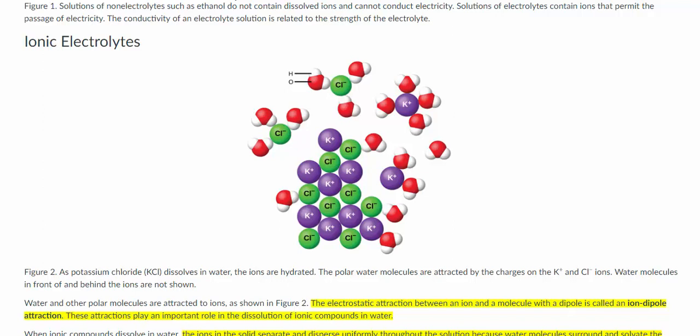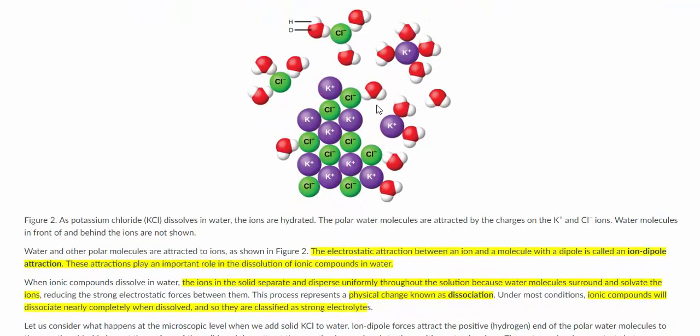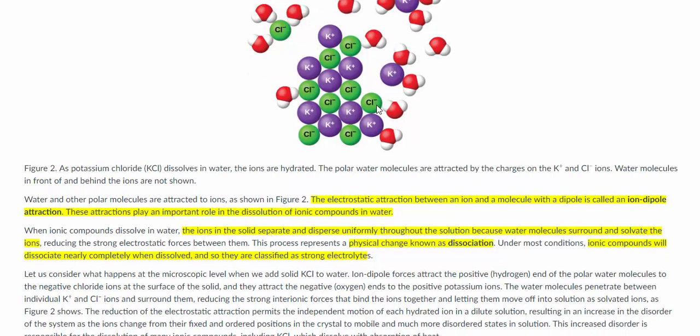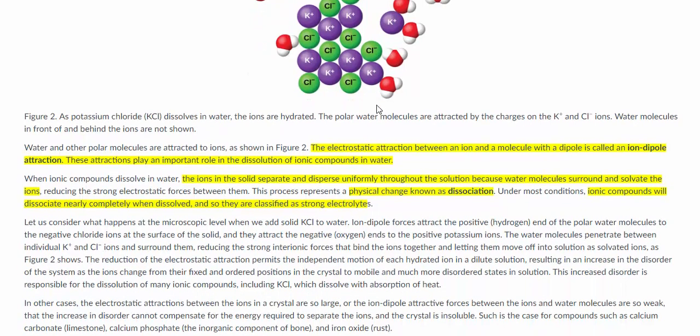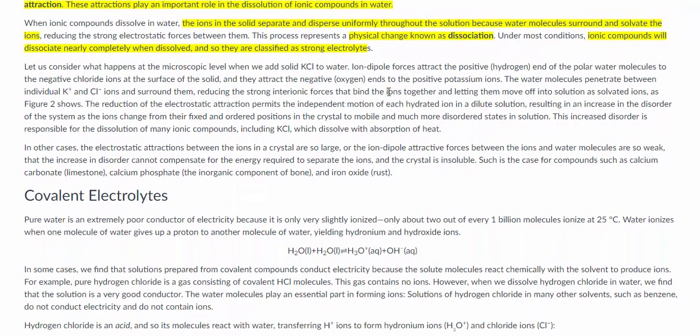Polar solvent molecules are attracted to ions. This electrostatic attraction between the ion and a solvent molecule with a dipole is called an ion-dipole attraction. So these attractions are important to the dissolution of ionic compounds in water. Under most conditions, ionic compounds will dissociate almost completely when they are dissolved, and most of them will be classified as strong electrolytes.